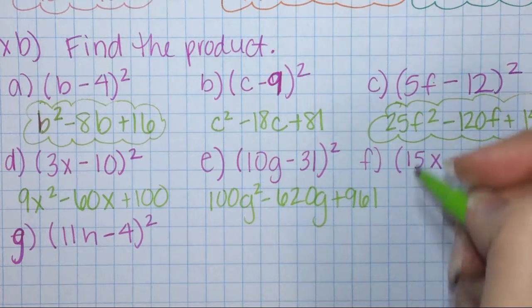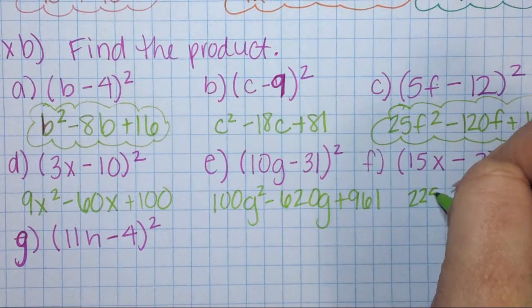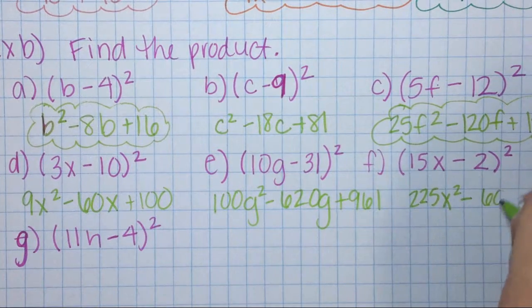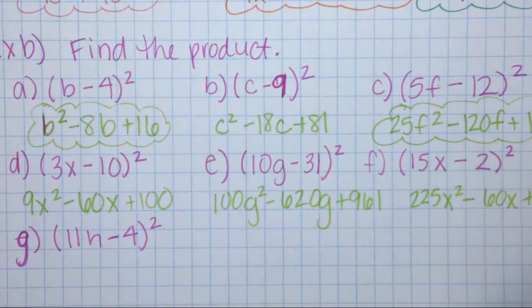Alright. For F, I got 225x squared minus 60x plus 4. How many of us got it?